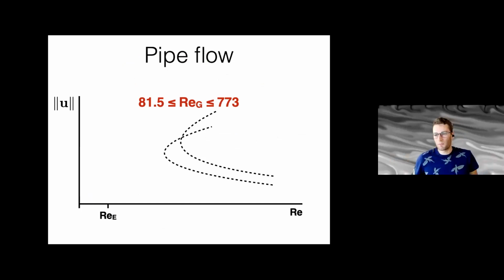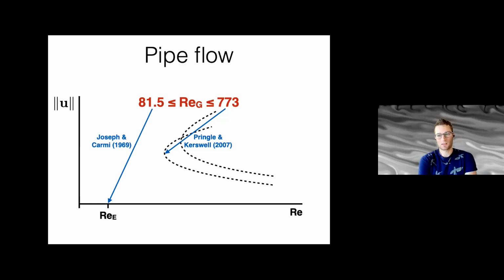For example, for flow through a straight pipe, which is one of the most classic examples in fluid dynamics, all we can say is that this global stability threshold is somewhere between 81 and 773. So this is a rather crude estimate. 773, because at that Reynolds number, particular traveling wave solutions have been computed numerically. 81, because below that Reynolds number, the energy is a valid Lyapunov functional. But in between, transient growth of energy is possible, and no other Lyapunov functional has ever been constructed, for technical reasons.